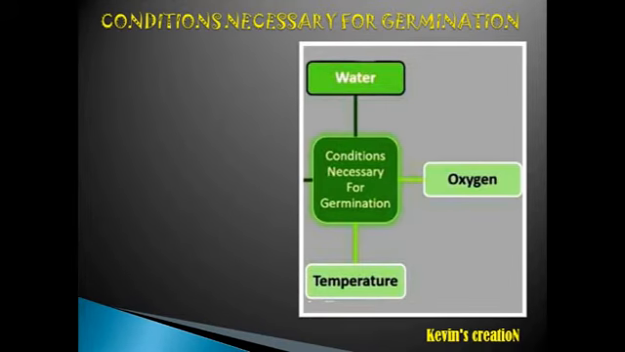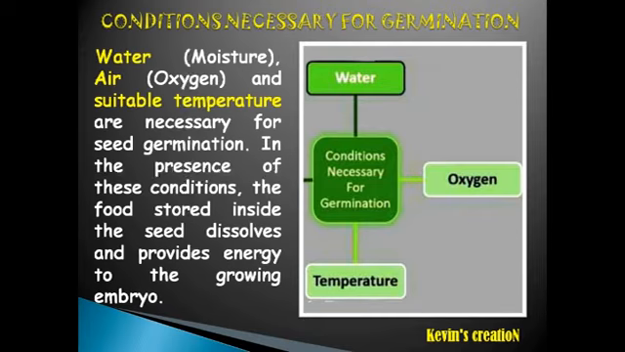Look at this diagram. There are only three conditions which are required for germination of seeds, that is water or moisture, oxygen or air, and suitable temperature. Water, air or oxygen, and suitable temperature are necessary for seed germination. In the presence of these conditions, the food stored inside the seed dissolves and provides energy to the growing embryo.